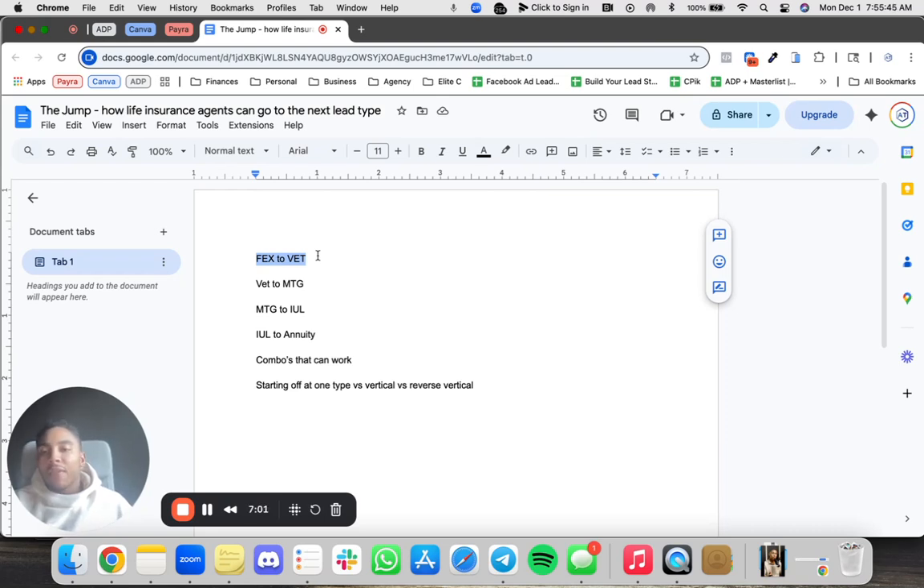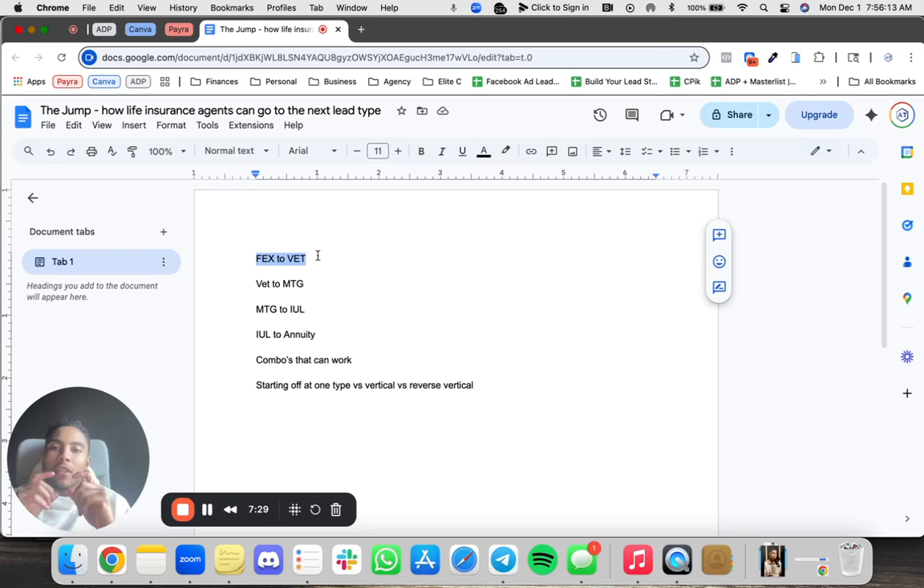Just understand, guys, that vet is just a more glorified version of final expense. It's not inherently different. It's the same thing, just a higher end niche. It's just a niche of final expense. That's really it. Now there's veteran IULs. There's all these different nuances, but they're neither here nor there.